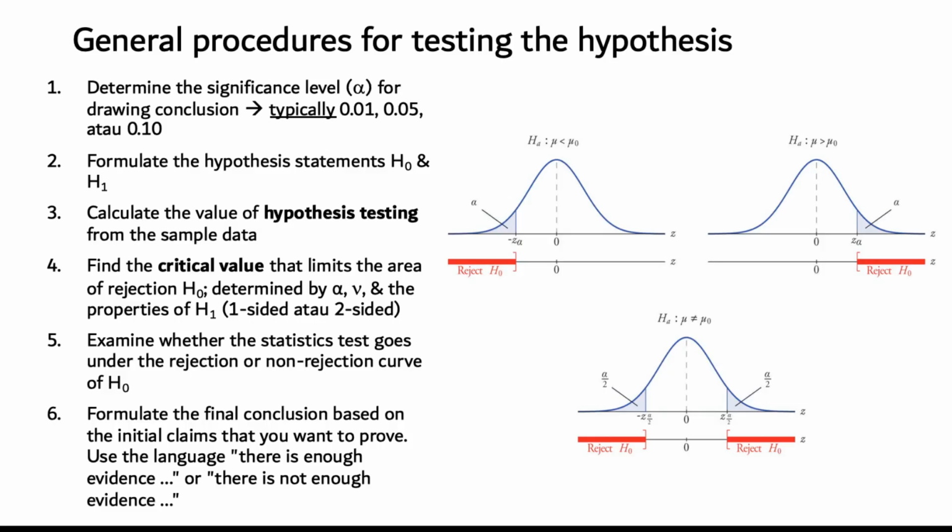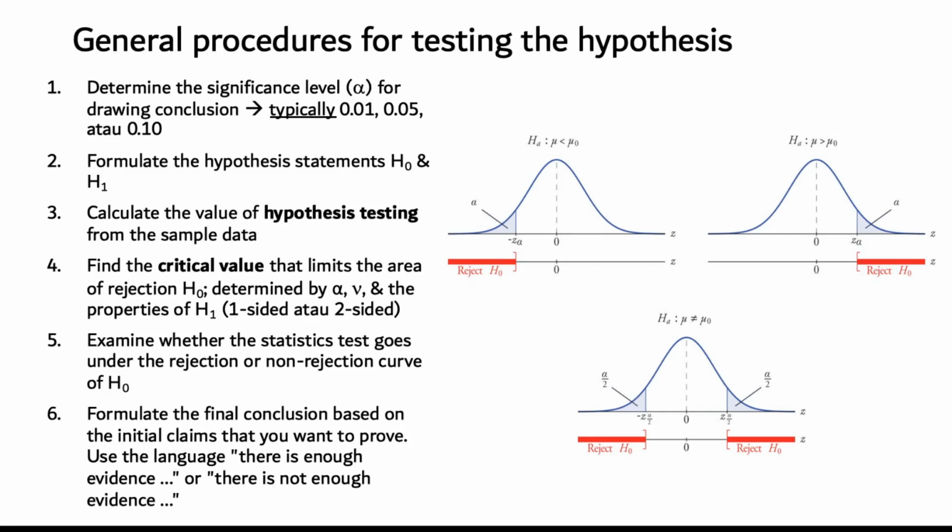Because we use probability distribution to represent populations, a statistical hypothesis may also be thought of as a statement about the probability distribution of a random variable. The general procedure for testing the hypothesis is as follows.